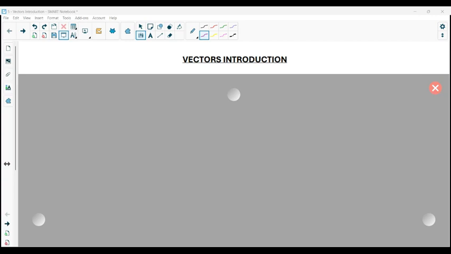Hi, everyone. For today's lesson, we're going to focus on something really important. We're digging into vectors. Vectors are the most powerful tool we're going to be using in the course this year, and it's something that's going to come up over and over again.